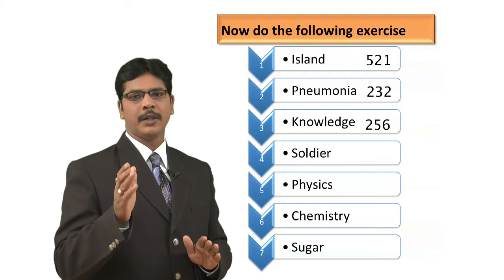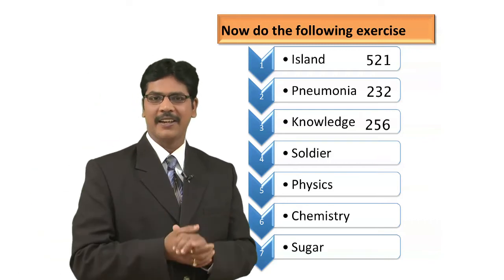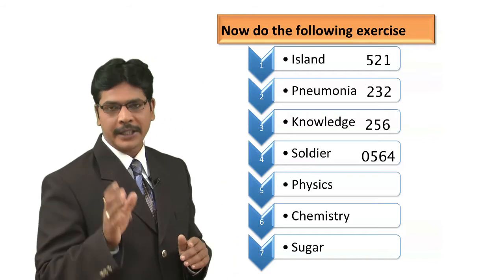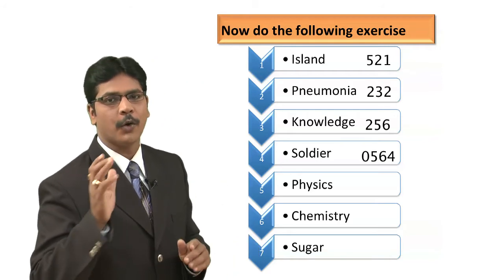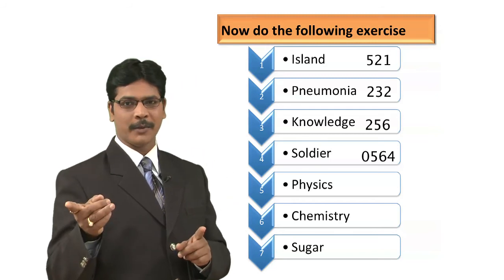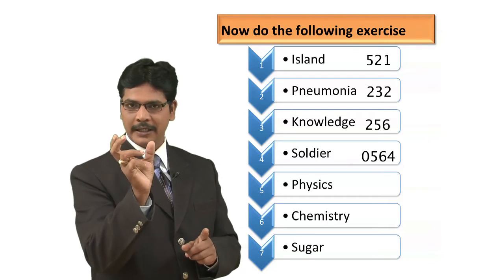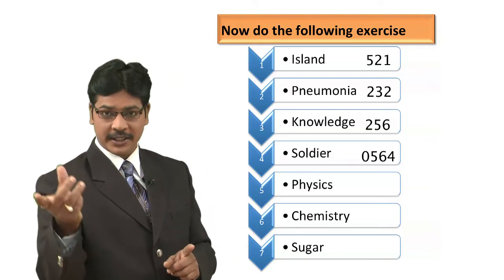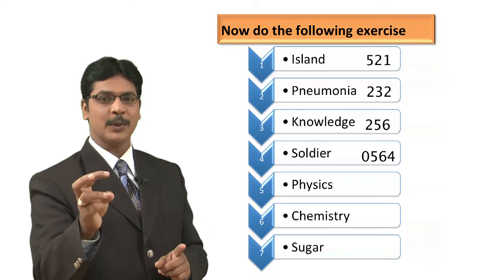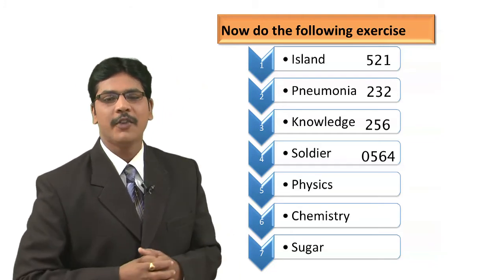Okay. The next word, soldier. Now mind you, D is sounding like J. So soldier should be 0564. That's the answer for soldier. Maybe you got 0514, right? Maybe some people. So it's not D because the basic sound of D has changed to J. See? It's not soldier as written, it's pronounced with a J. Got it?